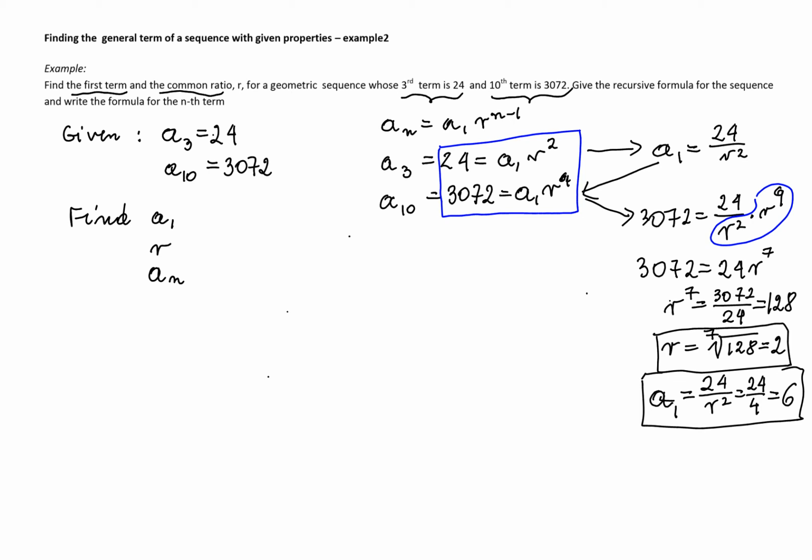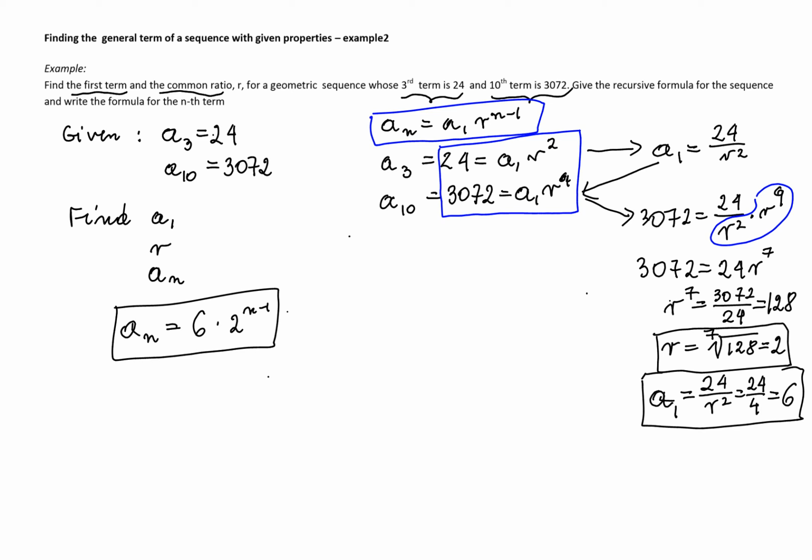To write the general equation, we know that a sub n is a sub 1 times r to the power n minus 1, and therefore the general term for this particular sequence is a sub 1, which is 6, times r, which is 2, to the power n minus 1. So this is the general term of the sequence for any n greater than or equal to 1.